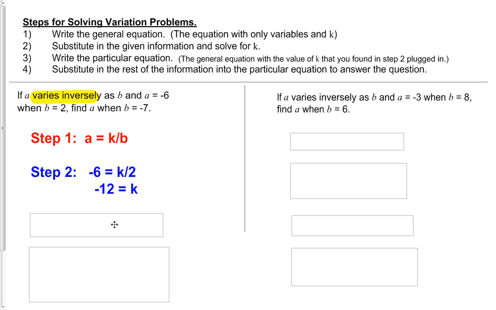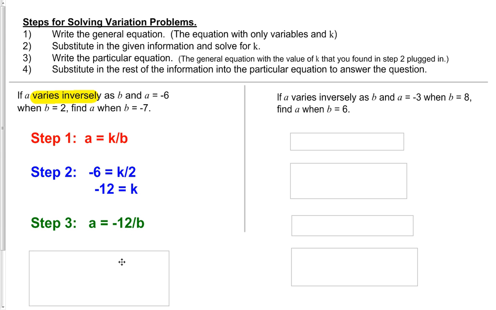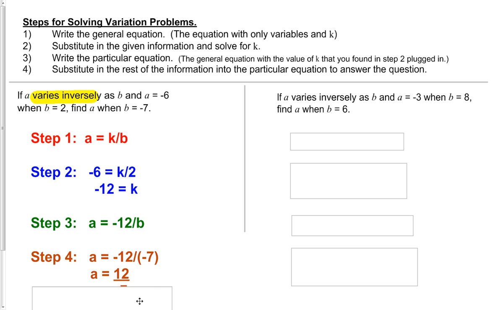Third step is plugging that -12 back into our equation, so we get A equals -12 over B instead of k. And then finally, our last step is to answer the question. Find A when B equals -7. Well, if we plug in a -7 for B here, and we want to solve for A, we're going to end up getting -12 over -7, or 12/7. And that's as simplified as we can get, keeping it as an improper fraction.